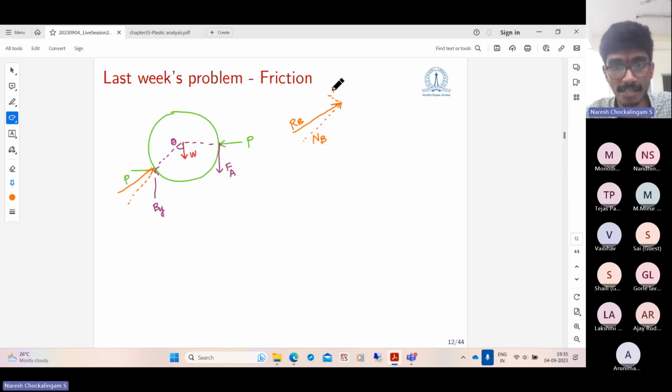What is the tangential component? It is nothing but the friction force at point B. So this will be useful later on. Just have it in mind.